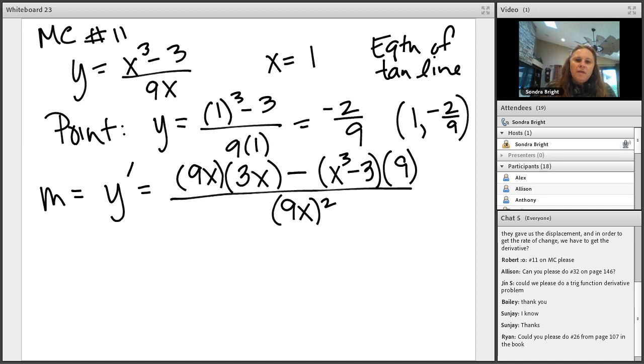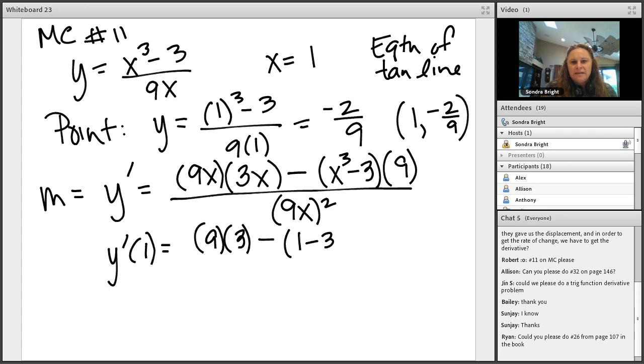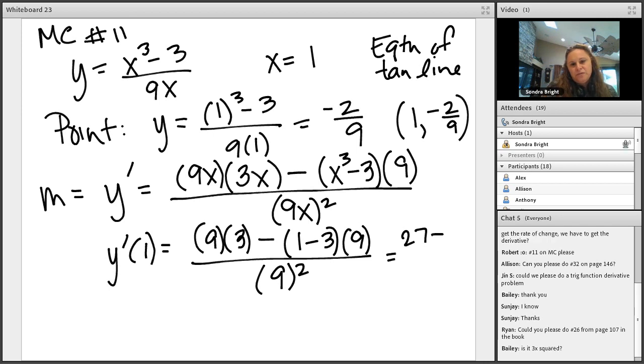And we want the slope when x is 1, so I'm going to plug a 1 into x, make my life easier. So it would be 9 times 1 times 3 times 1 minus a 1 minus 3 times 9 all over 9 times 1 squared. And so what's that? 27 minus negative 2 to negative 18.